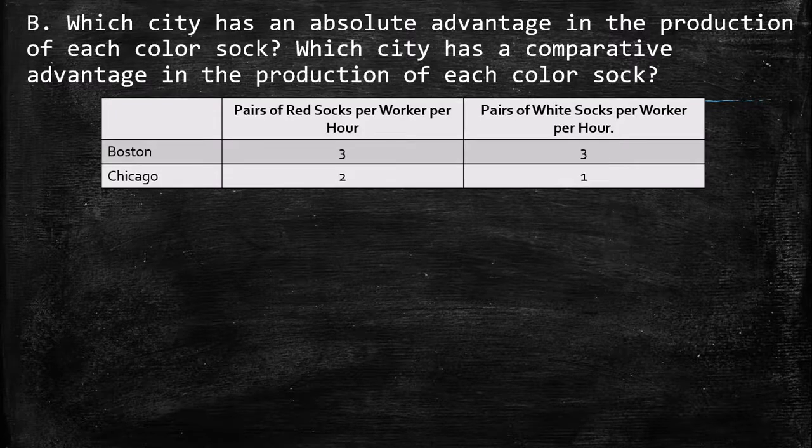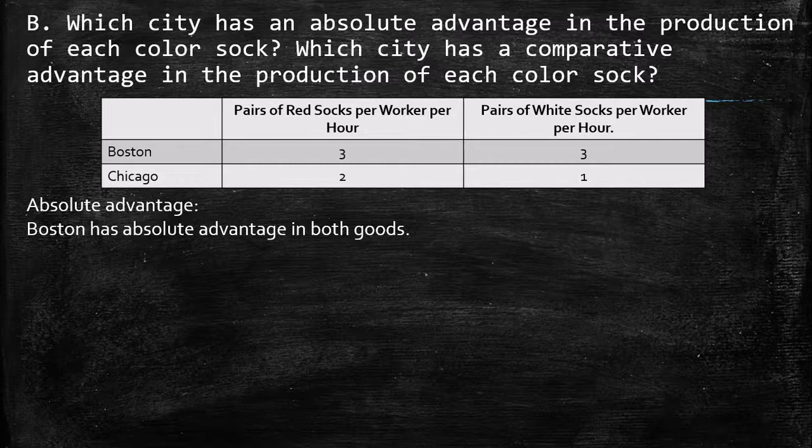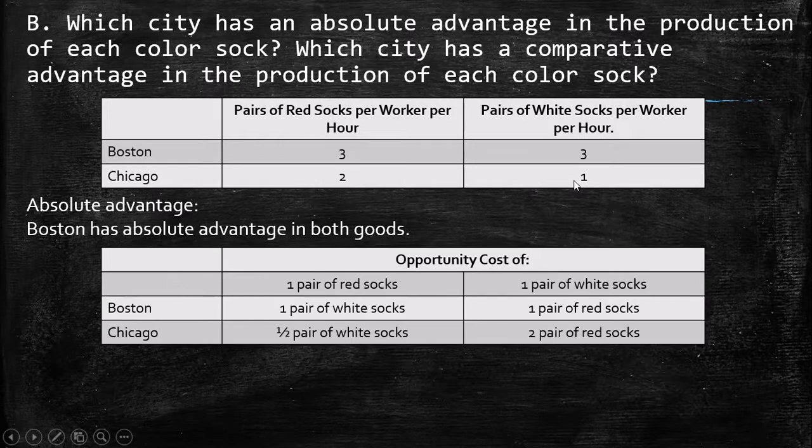So here again we have the table. We see here the absolute advantage is Boston, and Boston has an absolute advantage in both goods. Why? Because they can produce 3 in 1 hour instead of 2, and here they can produce 3 again, against Chicago, which can just produce 1. So they have an absolute advantage in both goods.